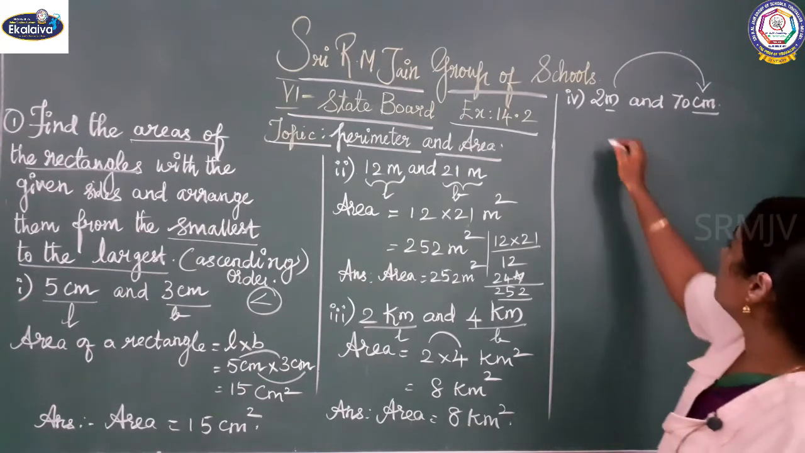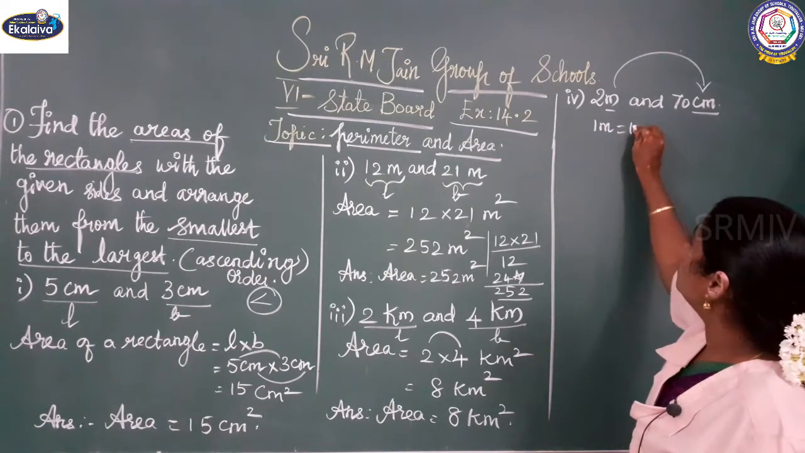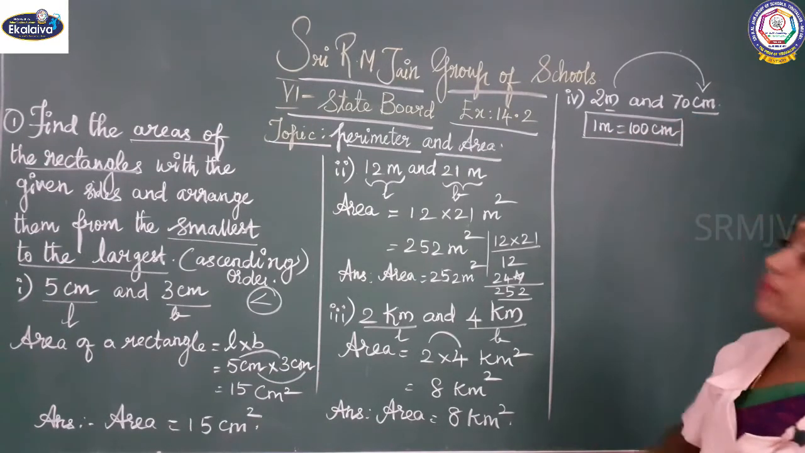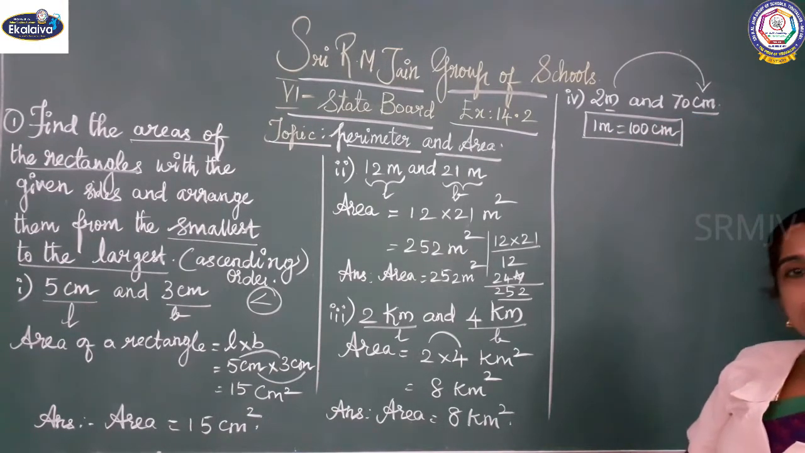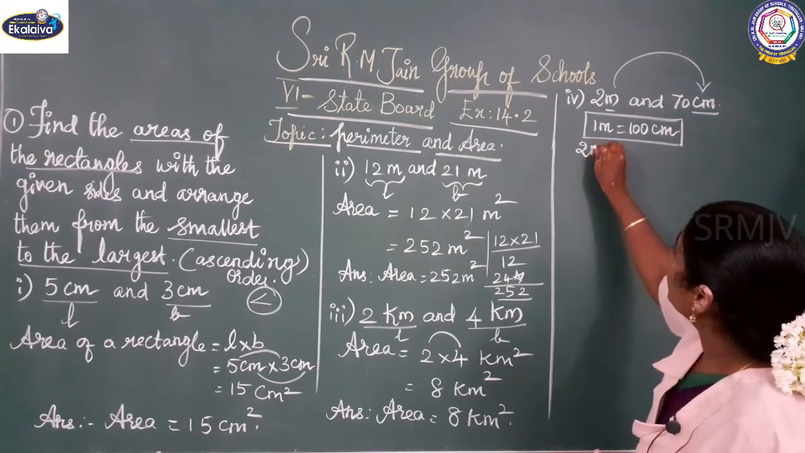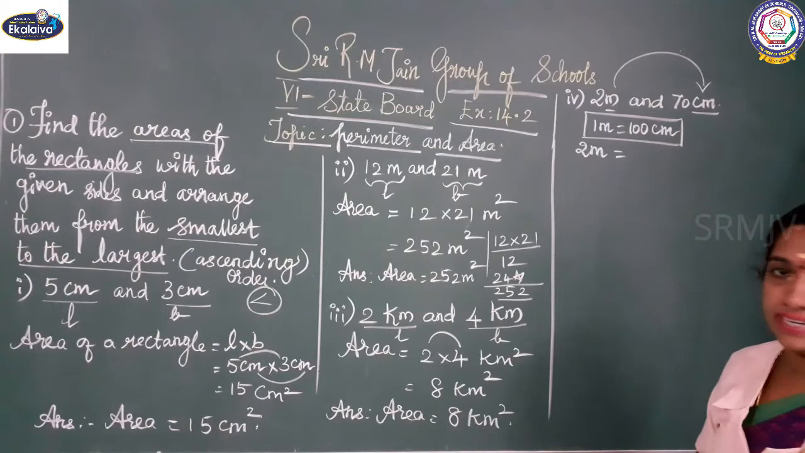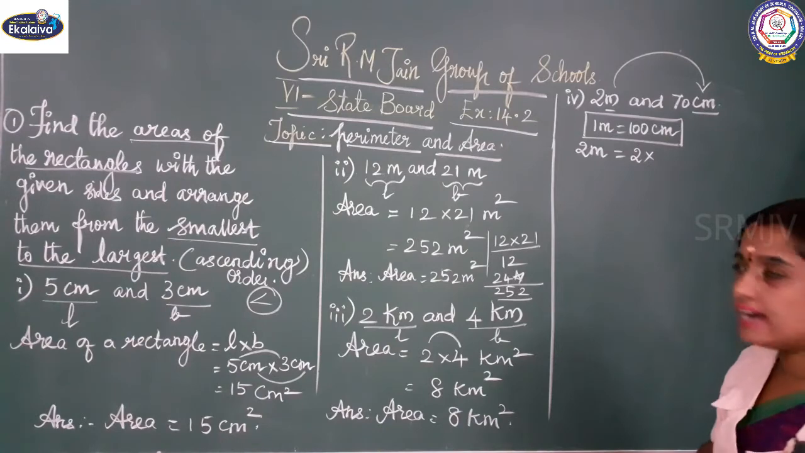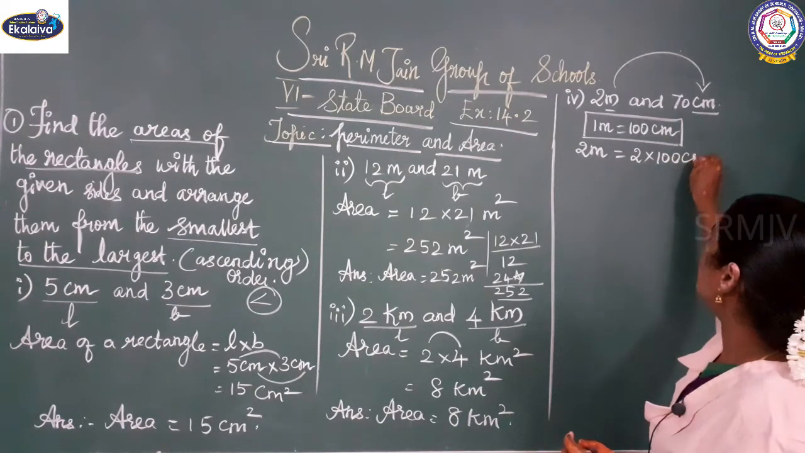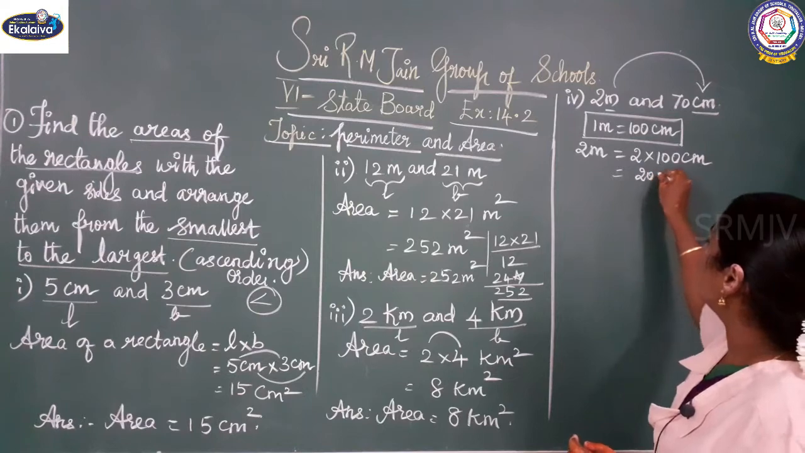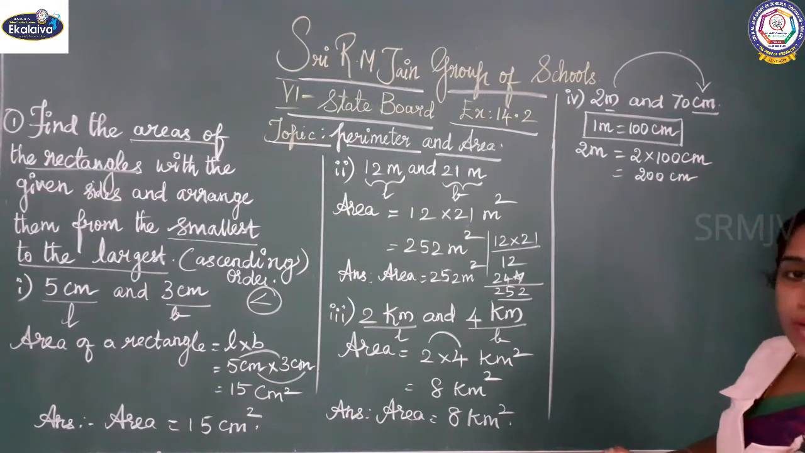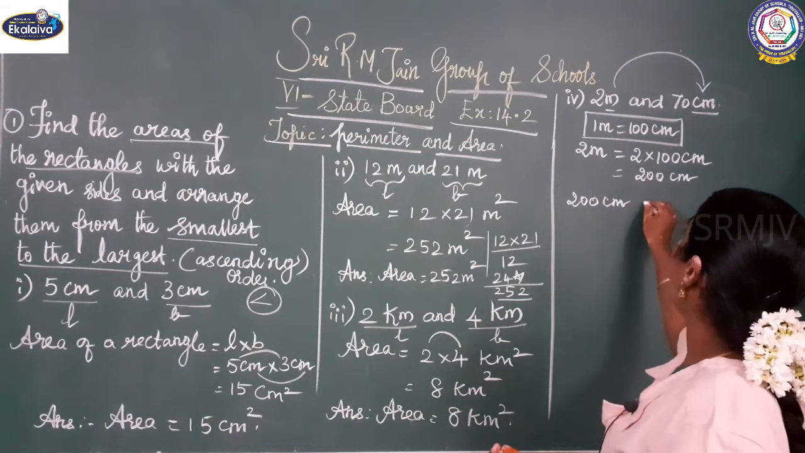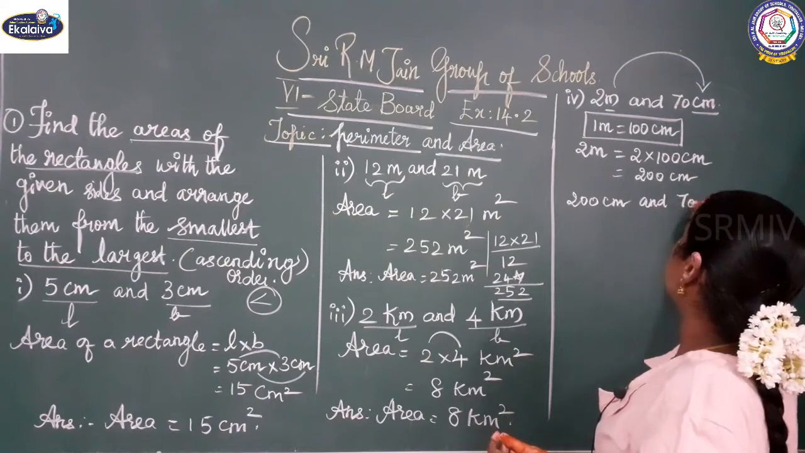Got it? Listen. What is 1 meter is equal to 100 centimeter. See, it is in the conversion. 1 meter is equal to how much, ma? 100 centimeter. So, I can change this 2 meter into centimeter. So, 2 into, instead of meter, I can multiply this 100 centimeter. So, 2 into 100, which is what? 200 centimeter. Now, write this. Instead of 2 meter, I can write 200 centimeter and 70 centimeter.